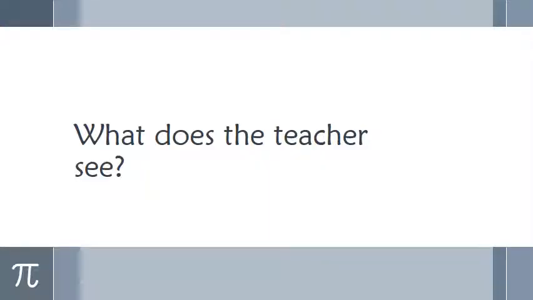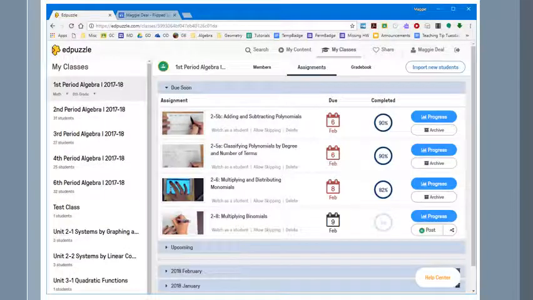So what do I see? That's what they see. What do I see? Well, when I look at this class, my first period algebra class, I can see all of the videos. I can see when they were due. I can see what percent of the kids completed it. I can click here to get more information about the lesson.